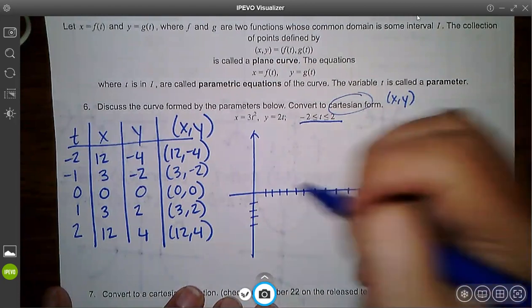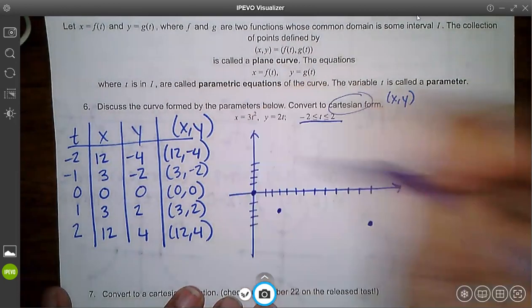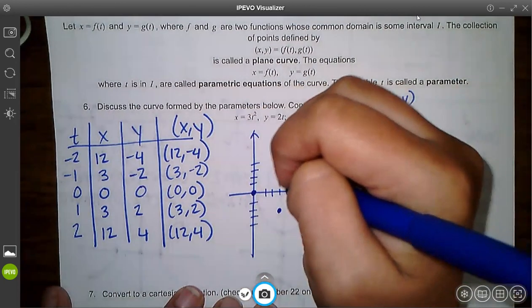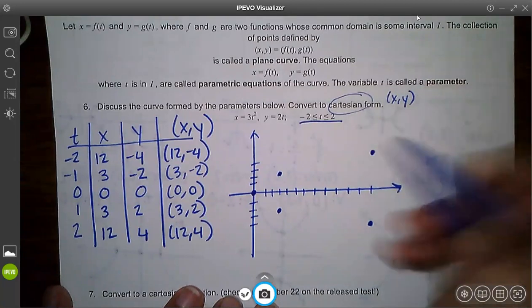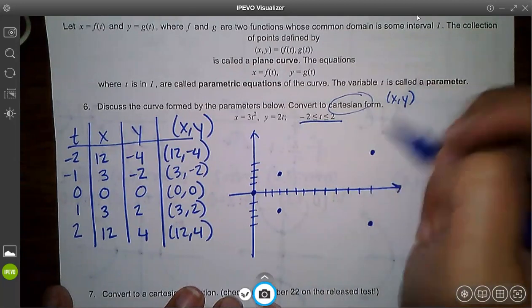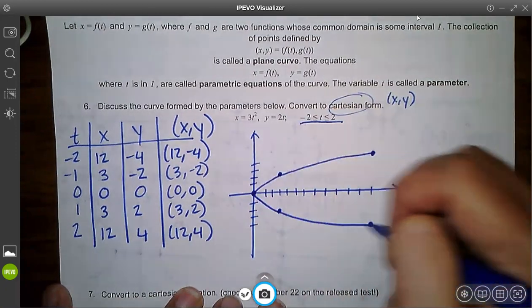I have the point (3, -2). The point (0, 0). The point (3, 2). And the point (12, 4). Because this is only from -2 to 2, it does not continue. This is our graph.